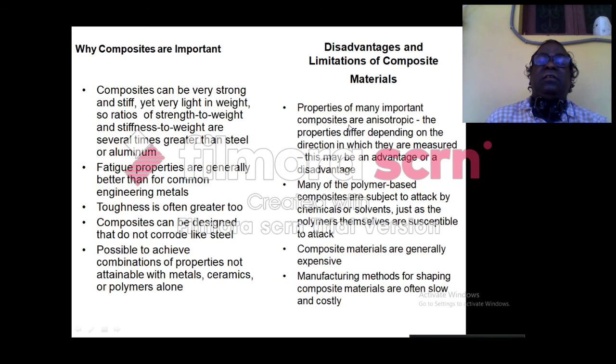These are some of the disadvantages of many important composites. They are anisotropic: the properties differ depending on the direction. As I told earlier, the strength will vary in different directions. Suppose the x-axis has one strength, the y-axis another; at any angle you will get another. Based on the angle, you will get different strength. So the strength varies with the direction.